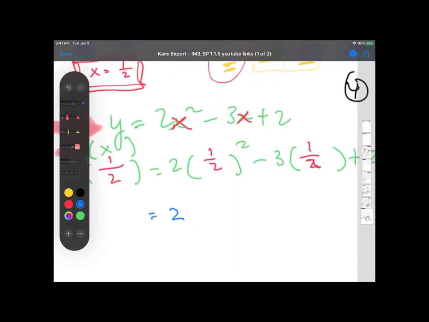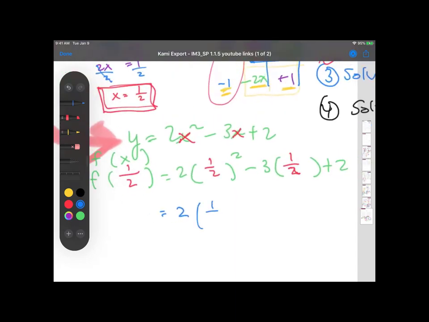2 times 1/2 times 1/2 is 1/4. Make it a fraction, that's negative 3/2 plus 2. So multiply across, you're going to get 2/4 minus 3/2 plus 2.